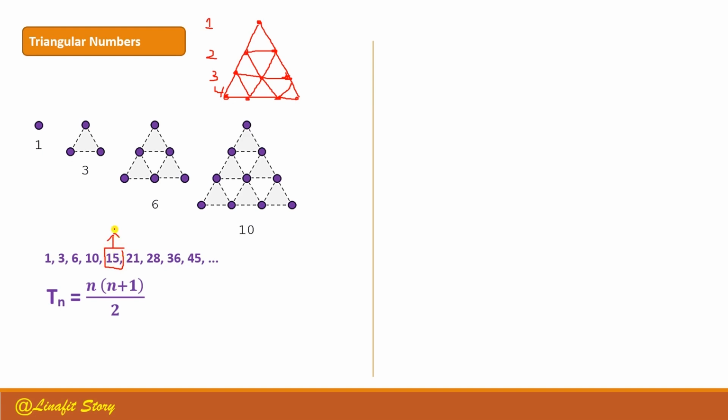The fifth term, the answer is 15. The fifth term is equal to 5(5 plus 1) divided by 2. So 5 times 6 is 30, divided by 2 is equal to 15.